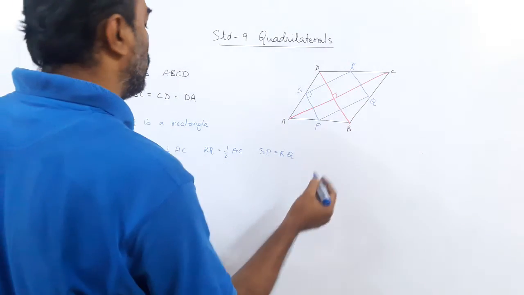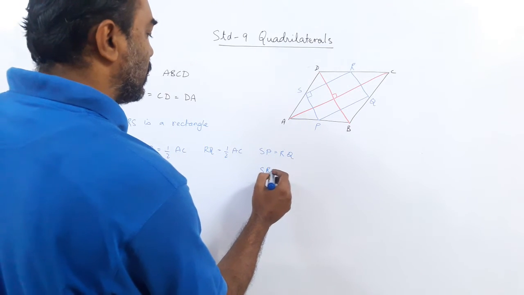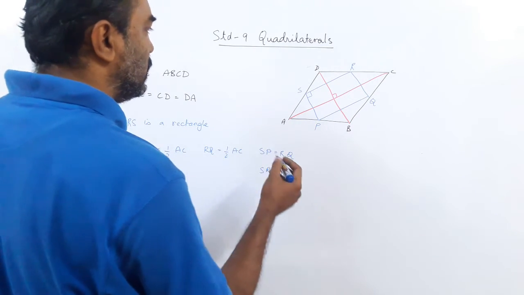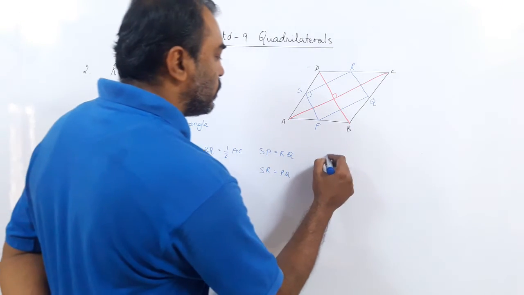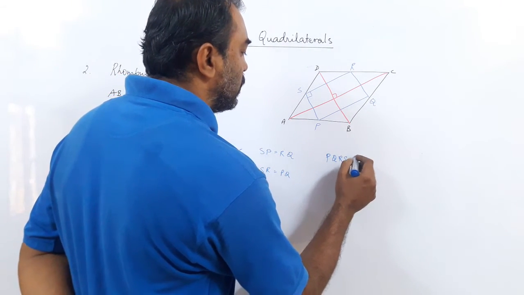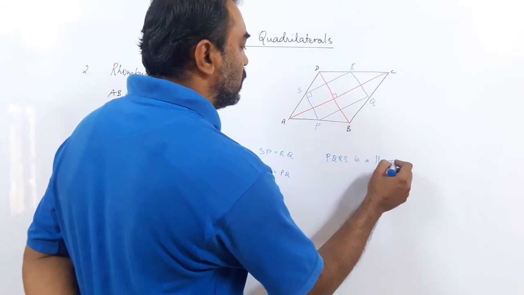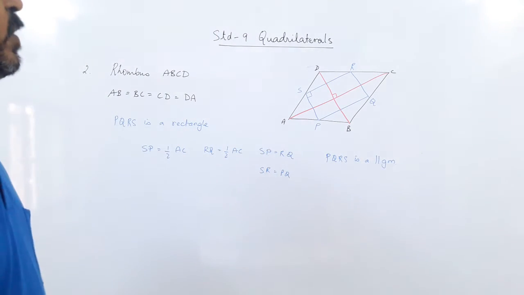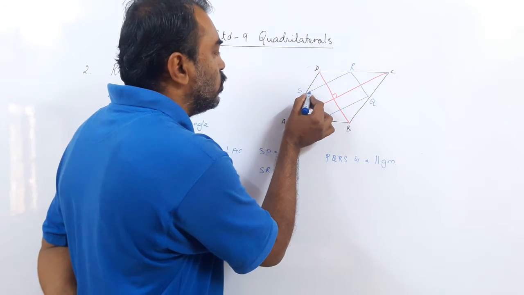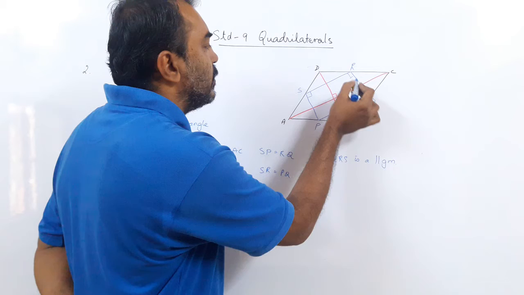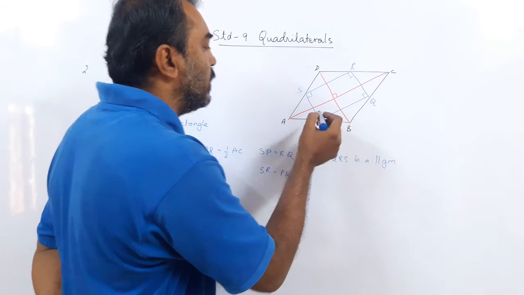So SP and RQ are equal. Similarly, SR and PQ are equal. We can show the same thing we did in the previous sum, so I'm not going to repeat it. So we have PQRS is a parallelogram. Here it is fine. But we have to show it is also a rectangle. To show it is a rectangle, we have to show that the angles are 90 degrees, or you can show that one angle is 90 degrees.